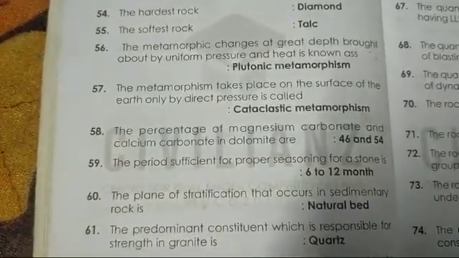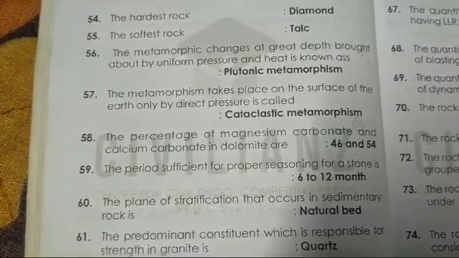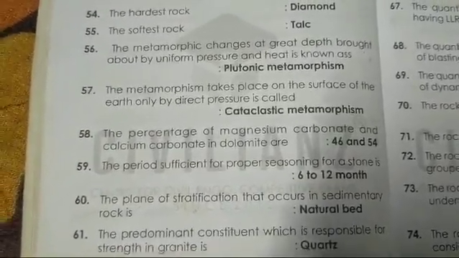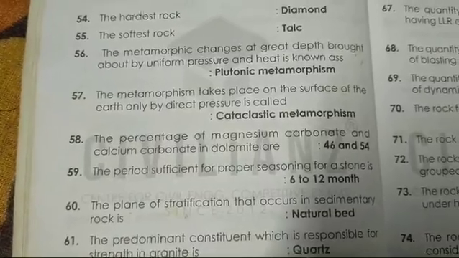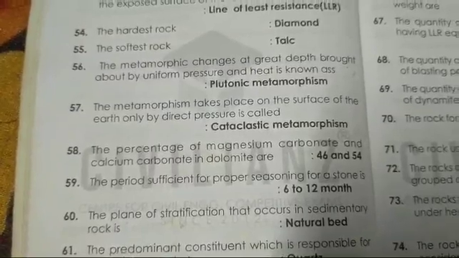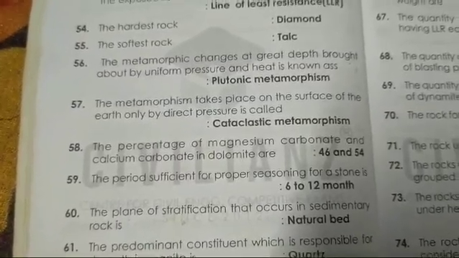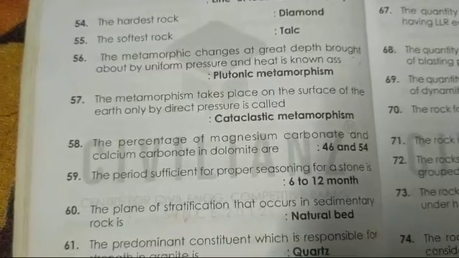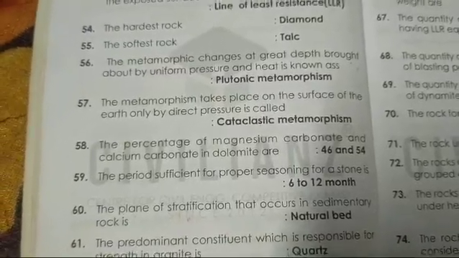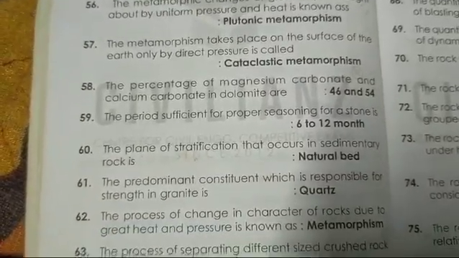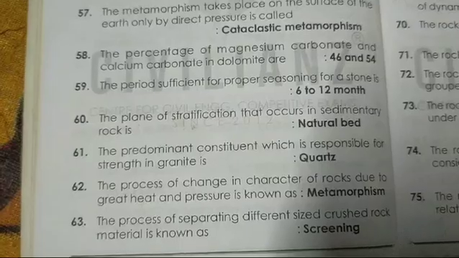The metamorphic changes at great depth brought about by uniform pressure and heat are known as plutonic metamorphism. The metamorphism that takes place on the surface of the earth only by direct pressure is called cataclastic metamorphism. The percentages of magnesium carbonate and calcium carbonate in dolomite are 46 and 54.